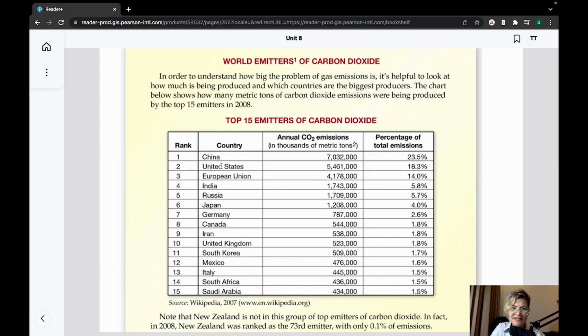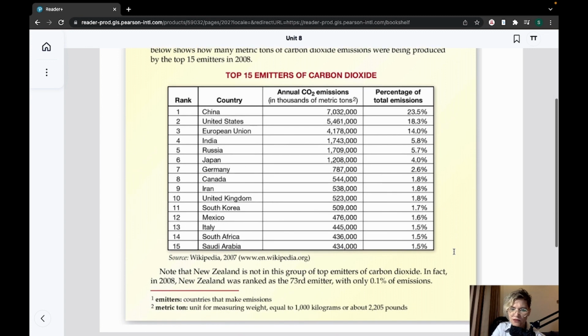Wow, we have China, United States, European Union, India, Russia, Japan, Germany, Canada, Iran, United Kingdom, South Korea, Mexico, Italy, South Africa, and Saudi Arabia. Note that New Zealand is not in this group of top emitters of carbon dioxide. In fact, in 2008, New Zealand was ranked as the 73rd emitter with only 0.1% of emissions. That's really, really cool.